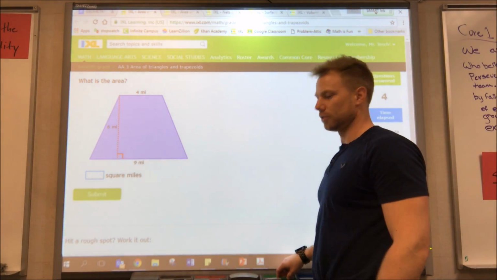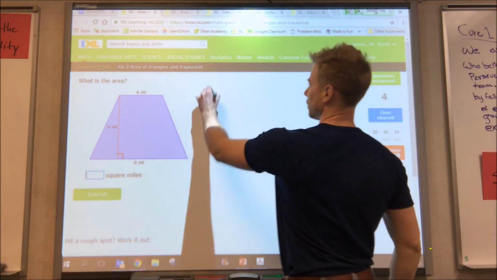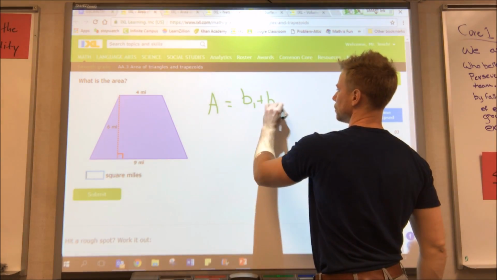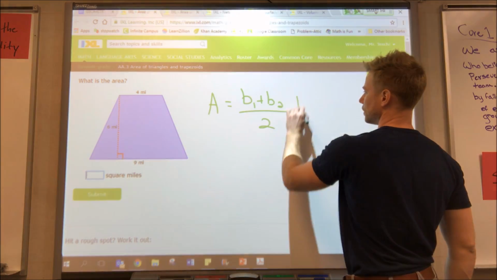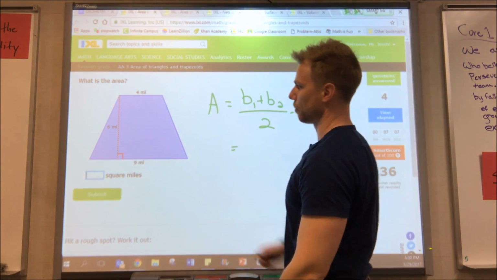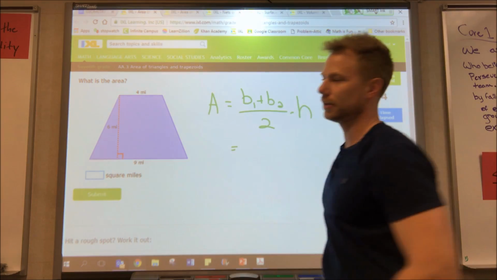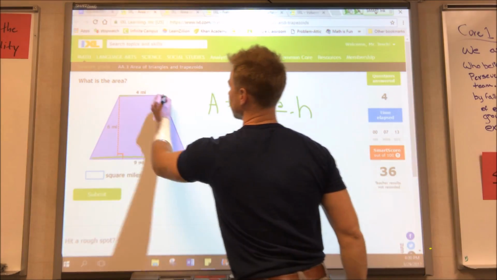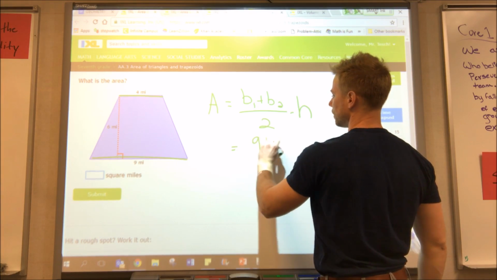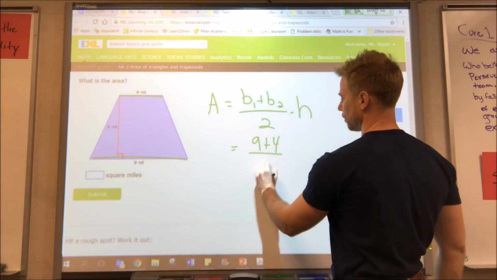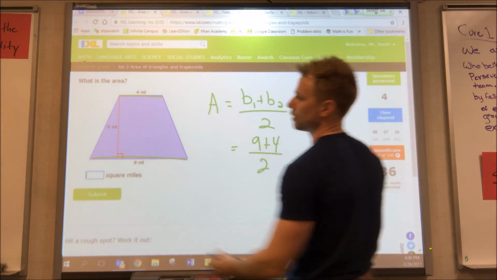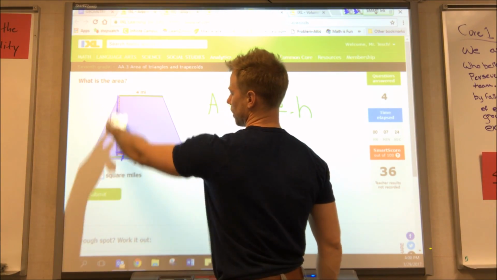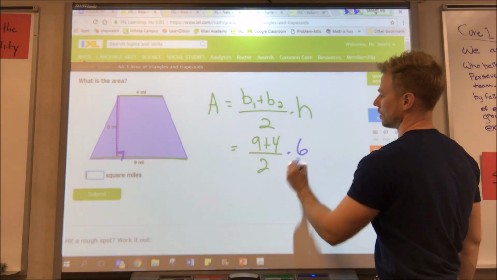Okay, we have a trapezoid. So similar to the formula for the area of a triangle, but a little bit different. Area equals B1 plus B2 divided by 2 times H. So remember, our bases are the sides that are parallel and that will never run into each other. So that would be 9 and 4. So we'll do 9 plus 4 divided by 2. And then our height has to meet the base at 90 degrees, which it does there. So our height is 6.